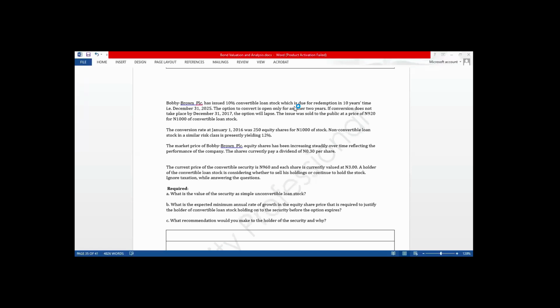At our last class, the question we solved was on redeemable bond. Tonight, I want us to look at a question on convertible bond. How do we value convertible bond? To do this, we shall be looking at question number 2 in our study pack, Bobby Brown PSC. That should be page. Please go to the study pack.